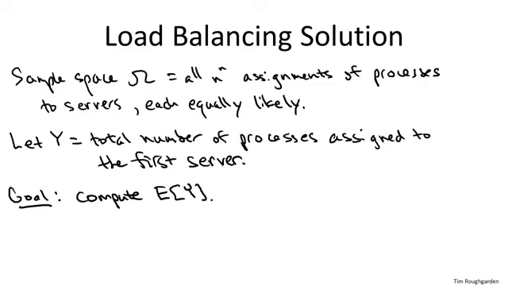Now, of course, in principle, we could go to the definition of expectation and just compute by brute force the sum over all possible outcomes of the value of Y and take the average. Unfortunately, there are n to the n different outcomes, and that's a lot. So what could we do other than this brute force computation?